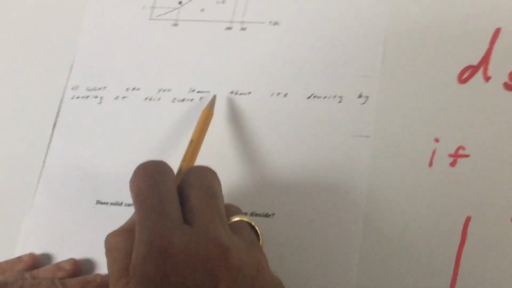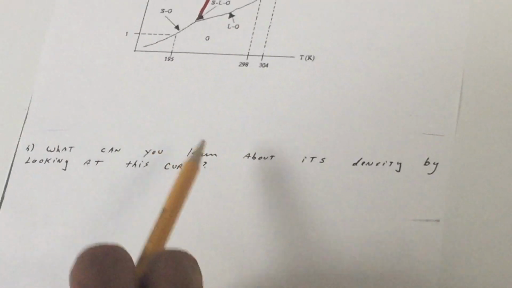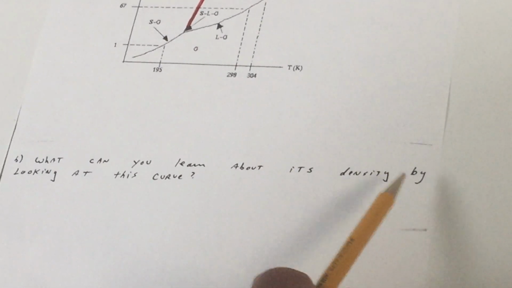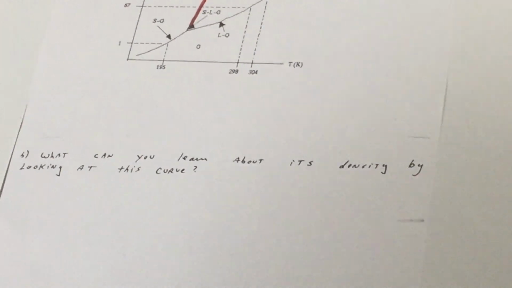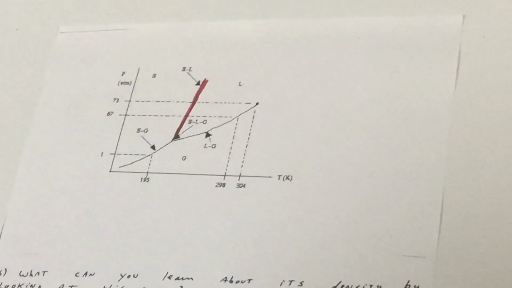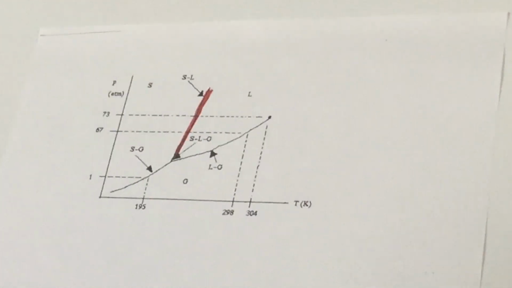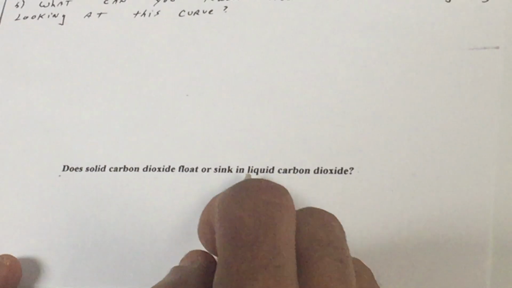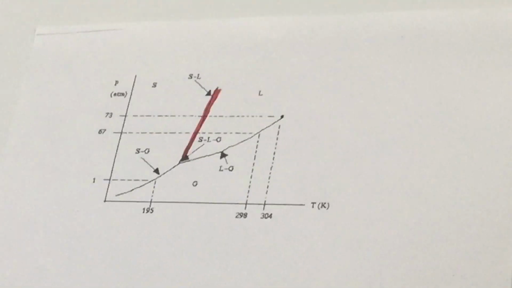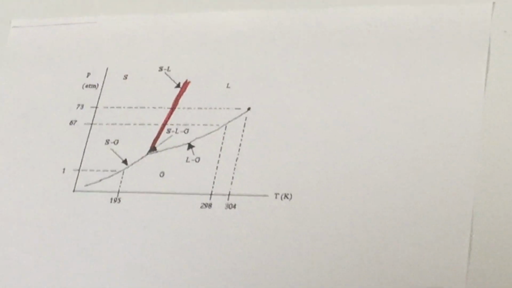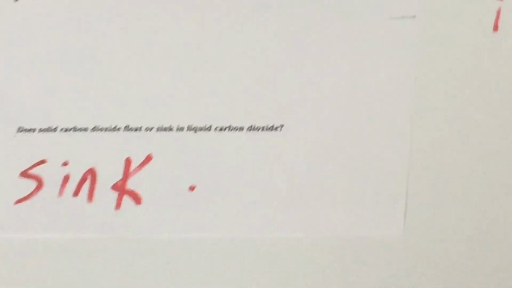So what can we learn about the density? What we can learn about the density is the solid phase is more dense than the liquid phase. This happens to be the graph of carbon dioxide, which brings me to part C. Does the solid carbon dioxide float or sink in liquid carbon dioxide? Well, we just see from the graph that the solid is more dense. So if the solid is more dense, then it will sink.